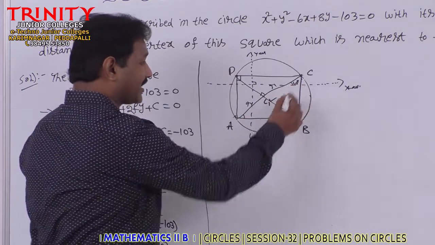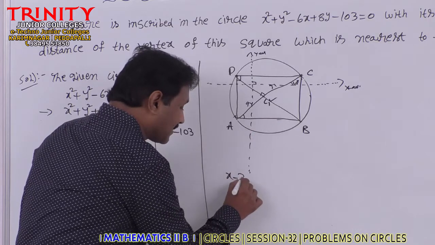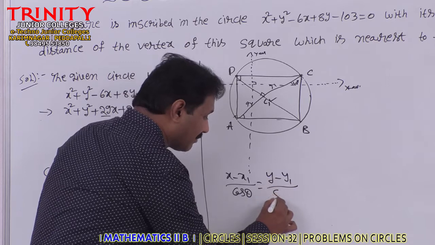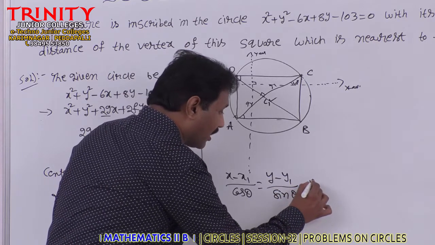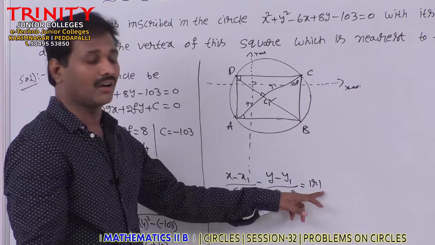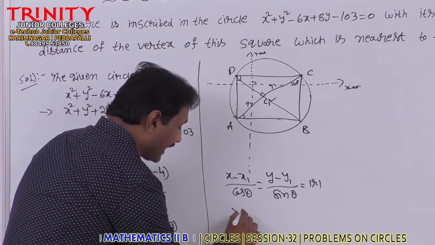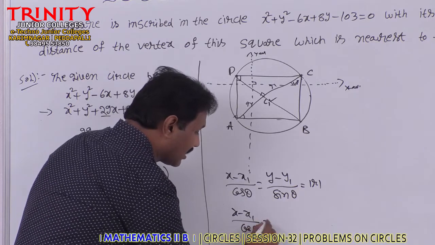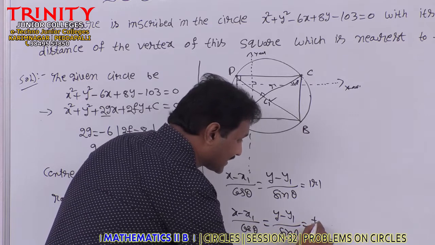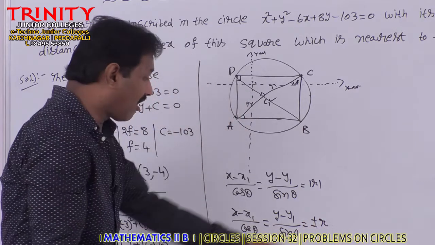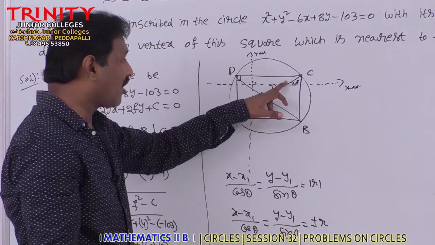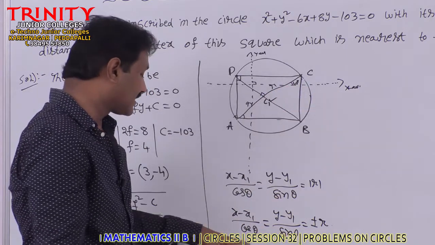Here, given the angle of inclination, the symmetric form is (x minus x1) by cos theta equal to (y minus y1) by sin theta equal to mod r, or equal to plus r or minus r, where r is the distance between the points and theta is the angle of inclination of the line with the x-axis.